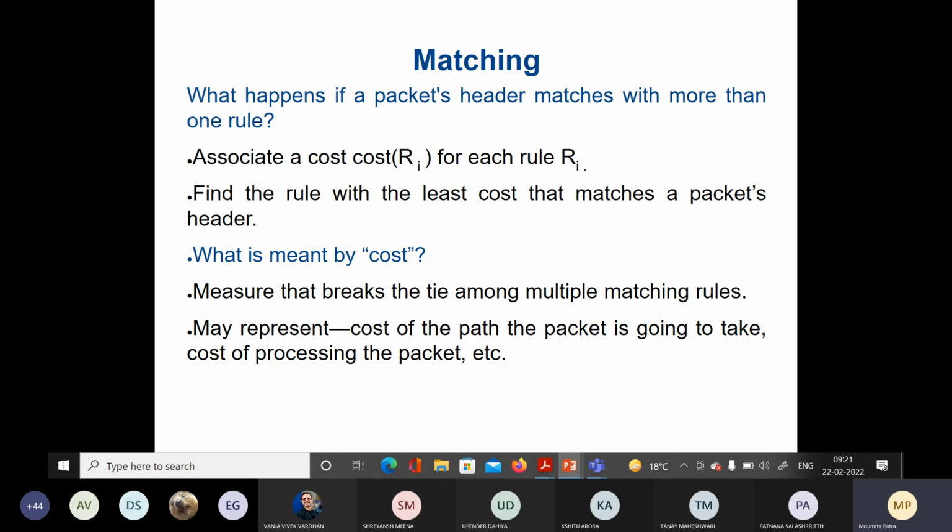How much of the processing cost is associated with the packet? That can also be a representation of the cost. So cost is nothing but a measure that will help to break any tie among multiple matching rules, and this cost can represent different metrics. For example, it can be the cost of the path, the cost of processing the packet, or how much time it takes to reach from the source to the destination. That can also be represented with the help of cost.